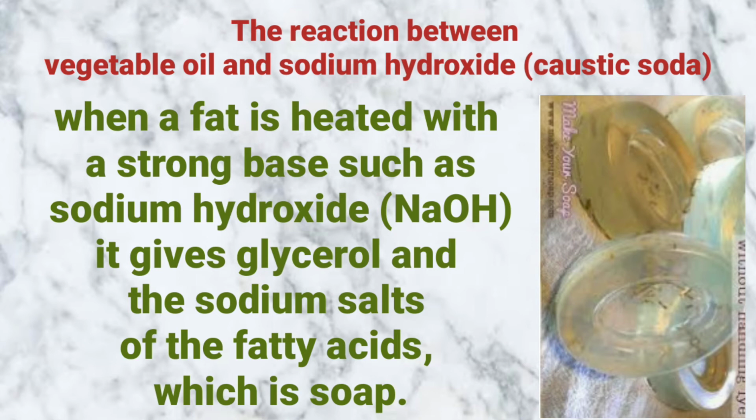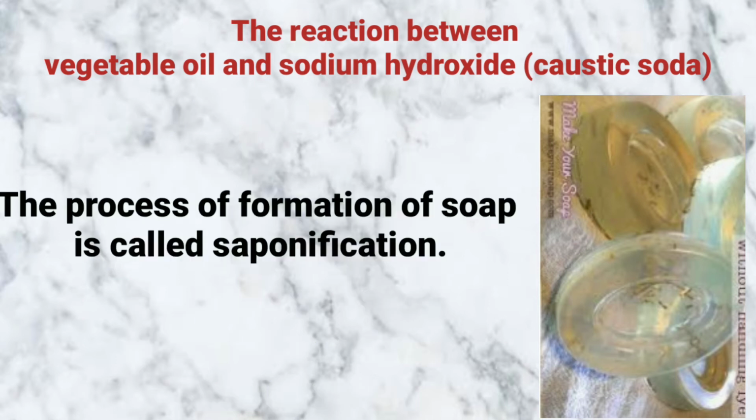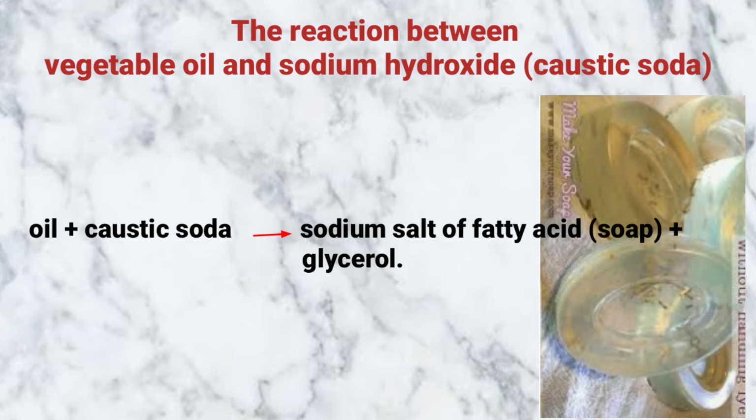When fat is heated with a strong base like NaOH or KOH, sodium hydroxide and potassium hydroxide, it gives glycerol and a type of salt, that is sodium salt of the fatty acid. Sodium salt of fatty acid is also called soap that we are using, and the process is called saponification. Chemical reaction between oil and caustic soda, when these two things are boiled together, they form sodium salt of fatty acid, that is called soap, and glycerol.